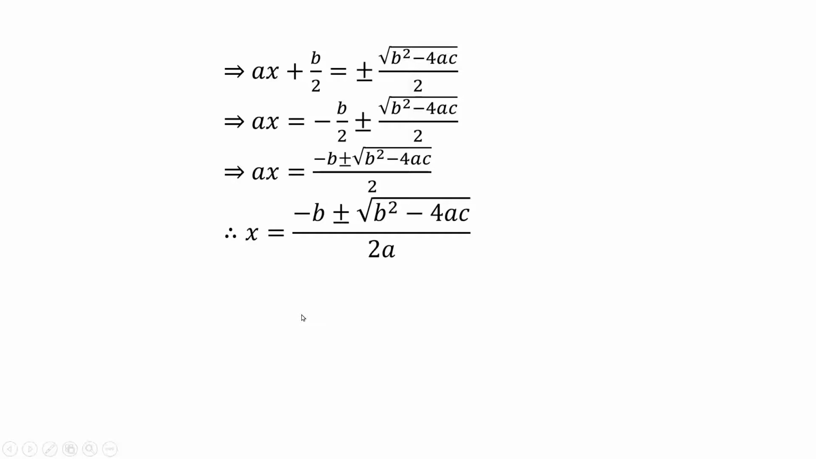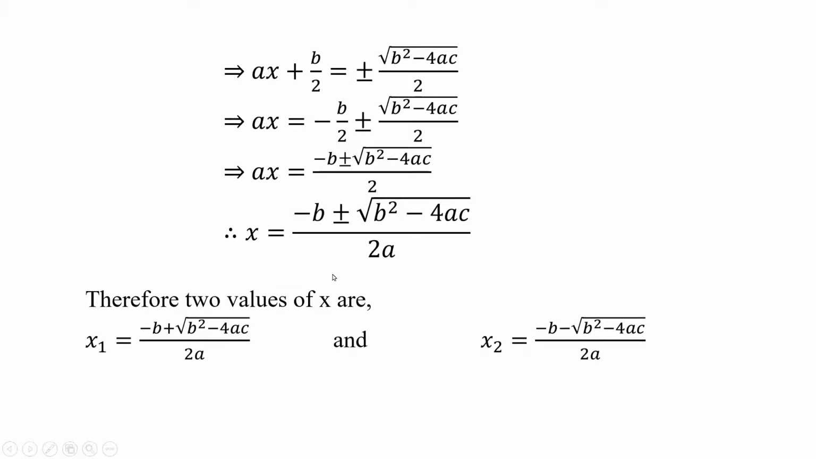Now in an equation, the number of roots of the equation is equal to the degree of the equation. In a quadratic equation, the degree of the equation is 2, therefore we get 2 roots of the equation. Here plus minus, if we take plus here then we get the first root, if we take minus here then we get the second root. Therefore the two values or two roots of x are x1 is equal to minus b plus root over of b square minus 4ac divided by twice a, and x2 is minus b minus root over of b square minus 4ac divided by twice a. We get two values of x. These two are called roots of the equation.